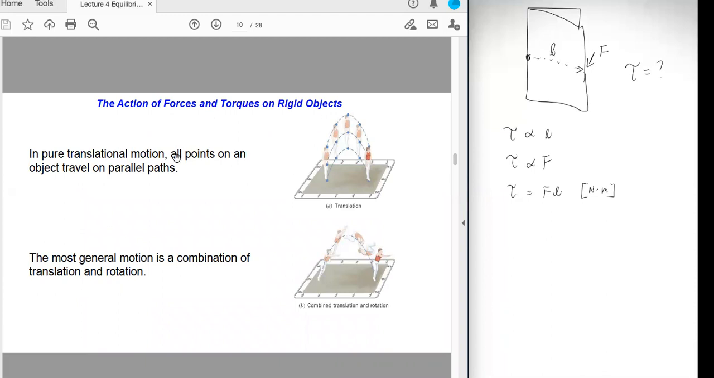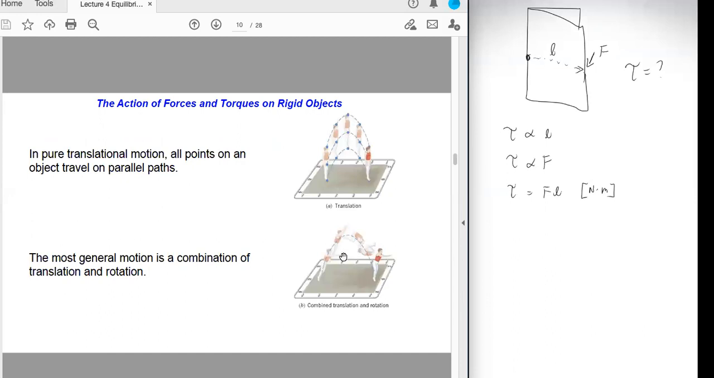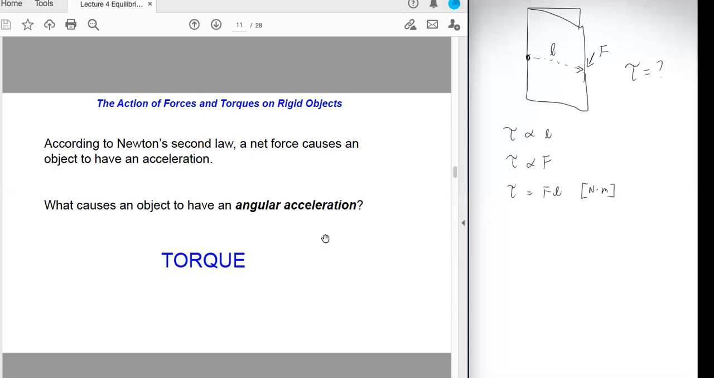So, in pure translational motion, kunyari along the x axis or along the y, all points on an object travel on parallel paths. Parang parallel lang sila lahat. But the most general motion is a combination of translation and rotation. What if nag-rotate pa? Combined translation and rotation, so mayroon ka ring tinatawag na torque. According to Newton's second law, a net force causes an object to have an acceleration. But what causes an object to have angular acceleration? Pwedeng bumibilis, kagaya nito. May effect din yun sa motion.